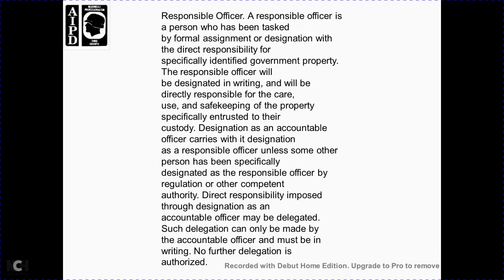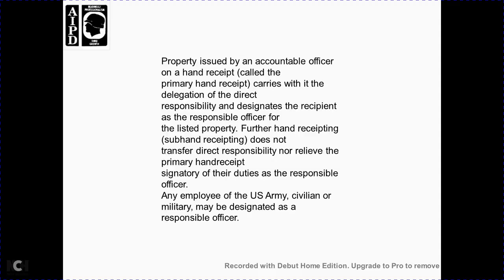A responsible officer is a person who has been tasked with the formal assignment of the designation for direct responsibility, which specifically identifies the government property. The responsible officer designated in writing will be directly responsible for the care and use and the safeguarding of the property specifically assigned under the designation. The accountable officer is the responsible officer unless another person has been specifically designated. Such a delegation can only be made by the accountable officer, must be in writing, and no further delegation is authorized.